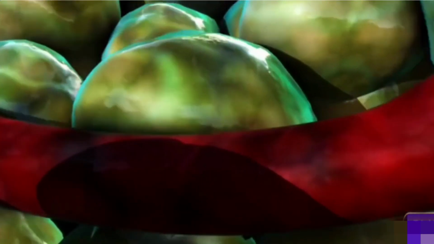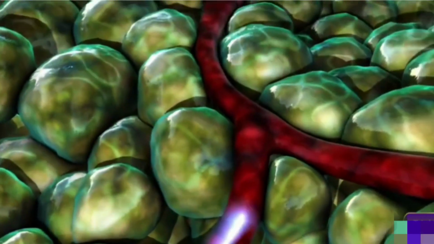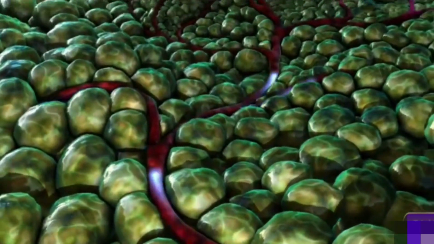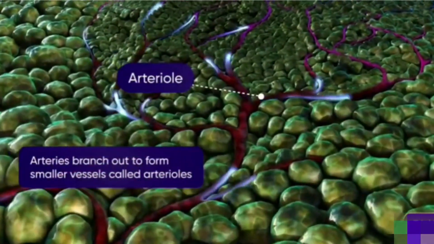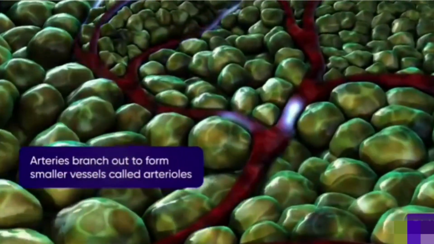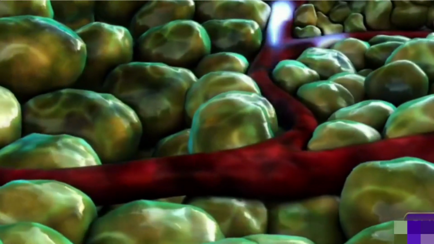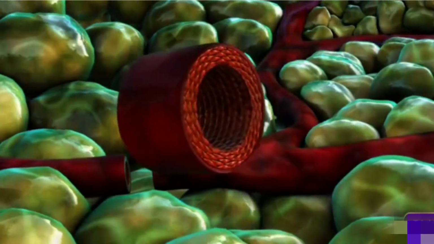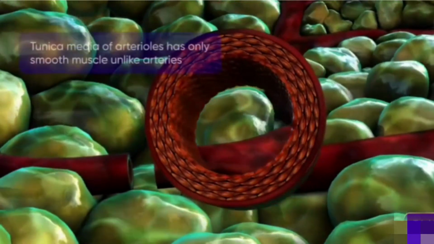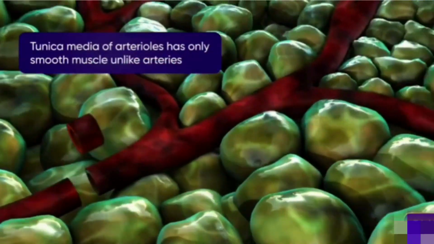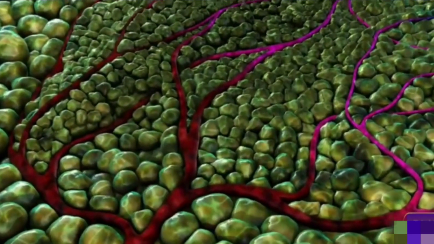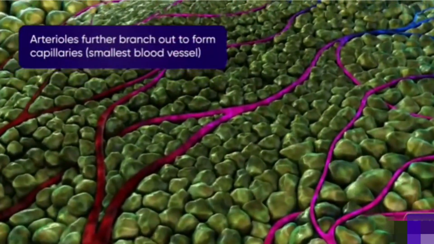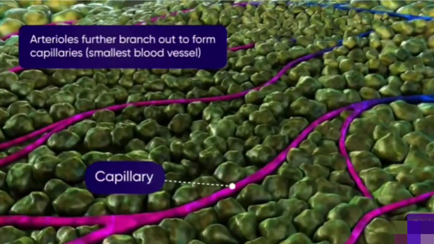Blood flows through the artery and reaches the tissues where it branches into smaller and smaller vessels called arterioles. The walls of the arterioles are similar to those of the artery, except that its tunica media has only smooth muscles. The arterioles further branch to form the tiniest of all blood vessels, the capillaries.